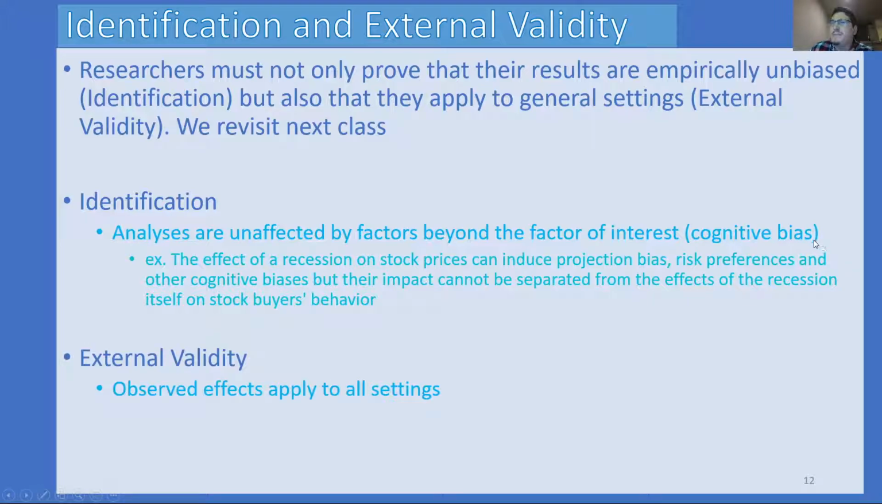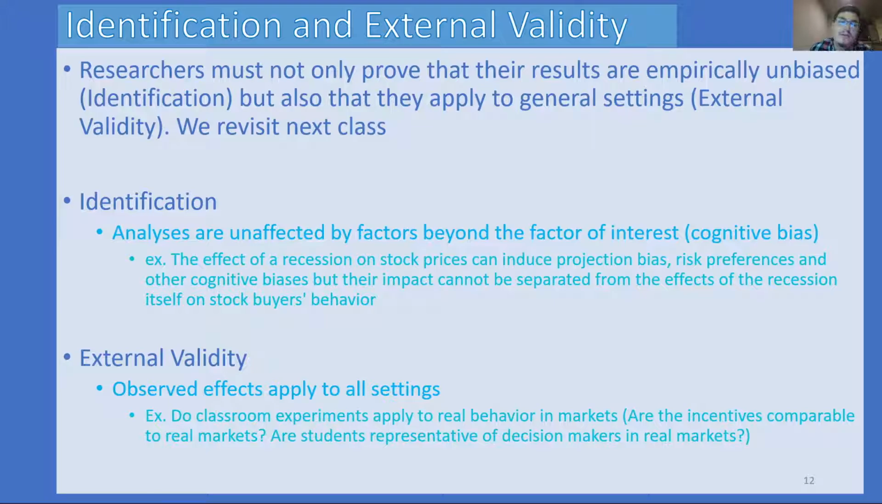External validity. That is that the observed effects, what you do find, apply to all settings. So a question you could ask is, do classroom experiments apply to real behavior in actual markets? Are the incentives comparable? Are students representative of all decision makers in real markets? And the answer would be, of course, no, but often we have to rely on classroom experiments because we don't have other settings to examine these behavioral biases, these cognitive biases, these deviations from rational behavior.